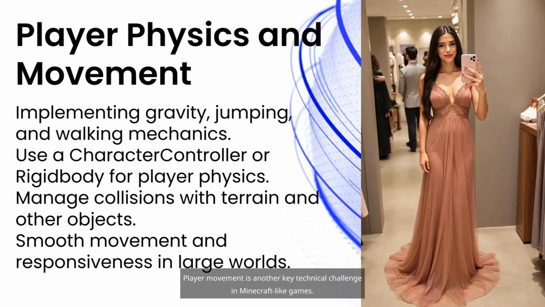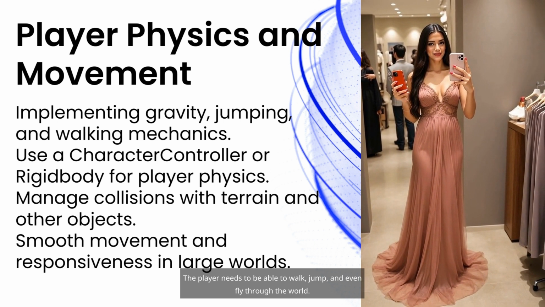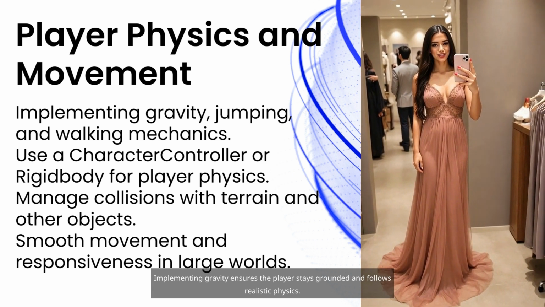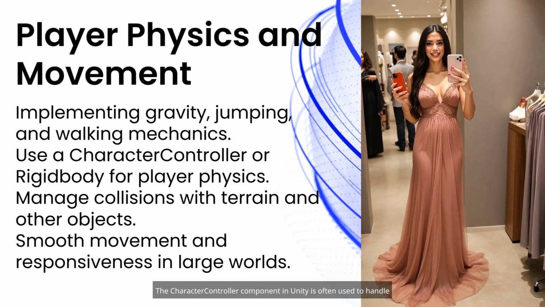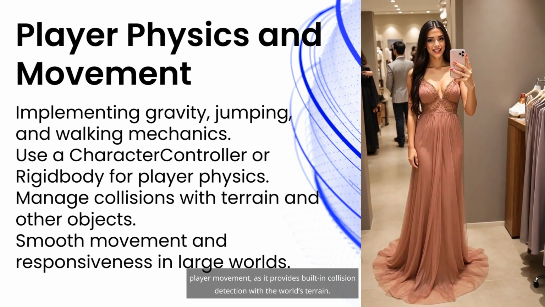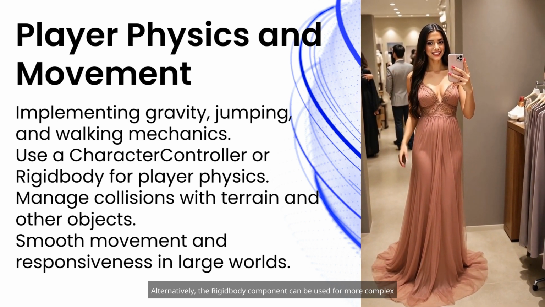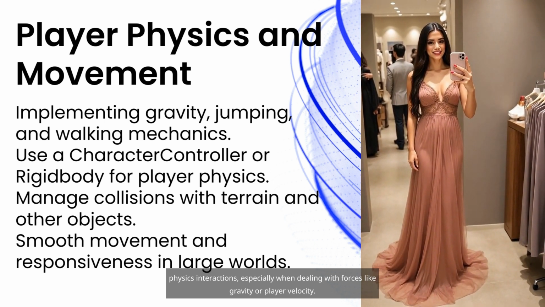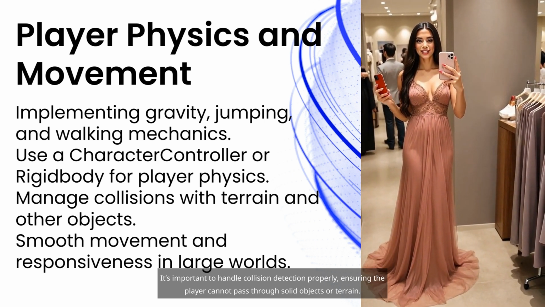for immersion. Player movement is another key technical challenge in Minecraft-like games. The player needs to be able to walk, jump, and even fly through the world. Implementing gravity ensures the player stays grounded and follows realistic physics. The character controller component in Unity is often used to handle player movement, as it provides built-in collision detection with the world's terrain. Alternatively, the rigid body component can be used for more complex physics interactions, especially when dealing with forces like gravity or player velocity. It's important to handle collision detection properly, ensuring the player cannot pass through solid objects or terrain.